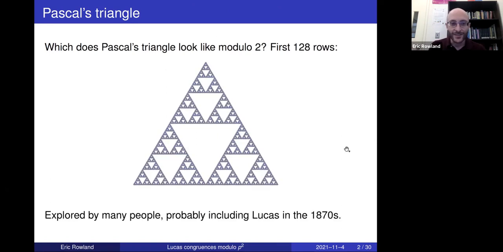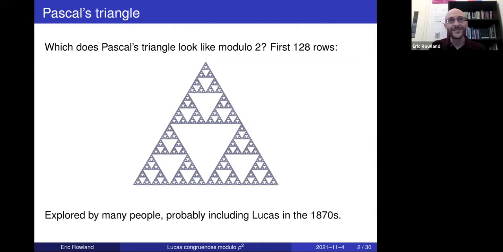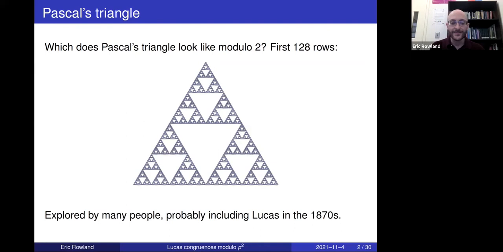Stephen Wolfram had a Christmas card a long time ago with this. Oh, I don't know about that. One of the people who claims to have discovered this is Stephen Wolfram. He has a paper from the early 80s. So maybe I don't know about his Christmas card. So many people have explored this pattern, probably Lucas in the 1870s.